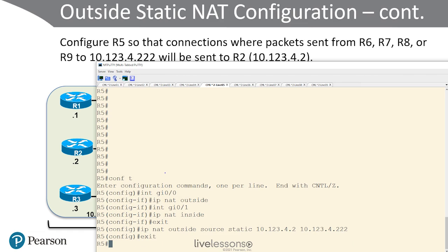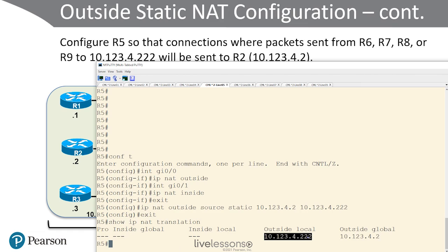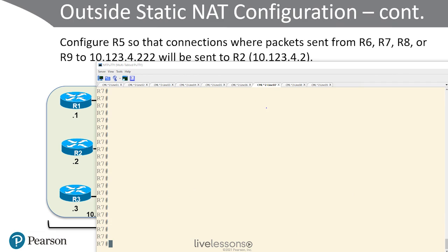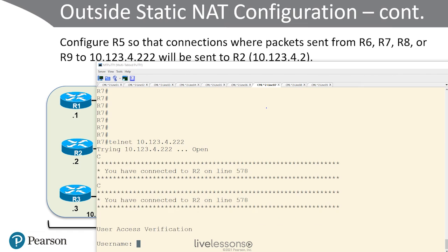So now that we've made the change, let's look at the ip nat translation table on R5. And you can see that we have the static mapping of the outside local 10.123.4.222 to the outside global of 10.123.4.2. Now let me demonstrate what this actually means. We'll log on to R7, and I want to establish a telnet session to the 10.123.4.222 address. This is the outside local IP address that we're establishing a connection to, which is private to the inside host, which will then actually translate to the global outside IP address.